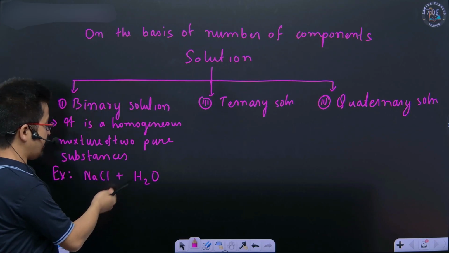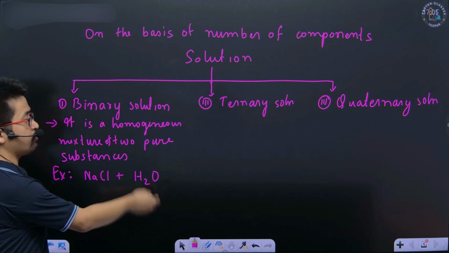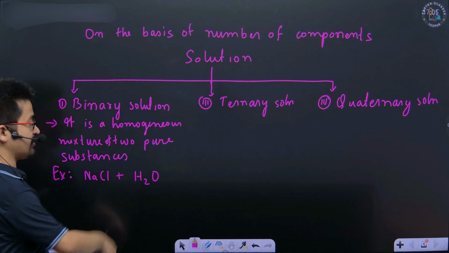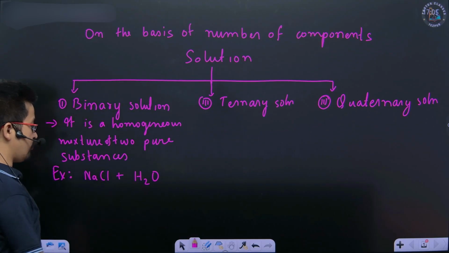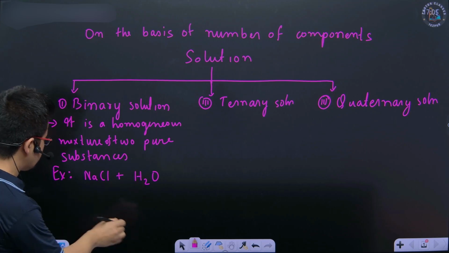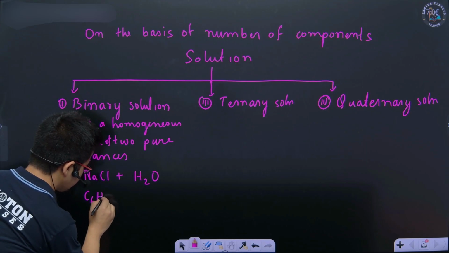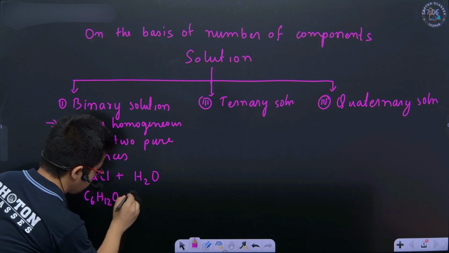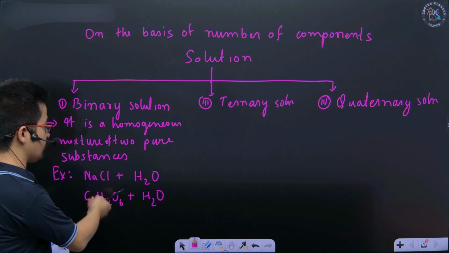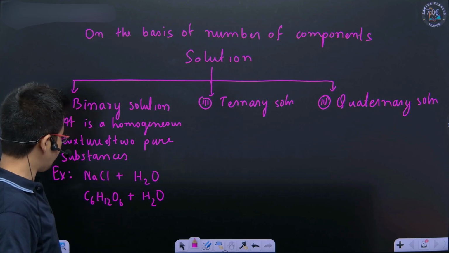Remember, while representing, we write the solute first followed by the solvent. That is the basic pattern, or standard, that we follow while writing a binary solution. Similarly, you can take glucose, C6H12O6, in water. Here glucose is the solute and water is the solvent. These are two examples.